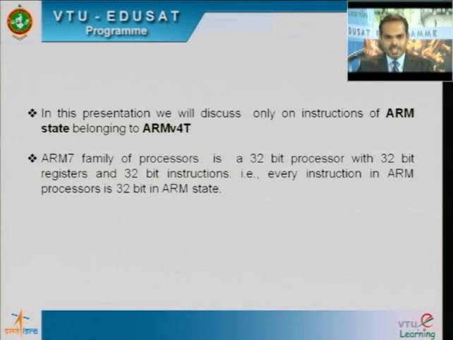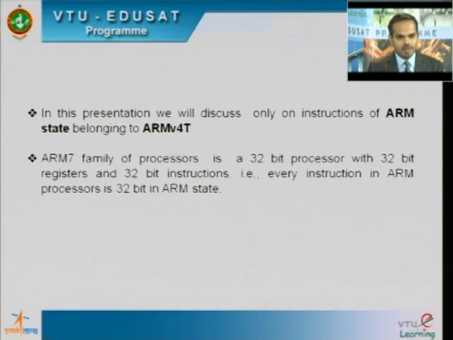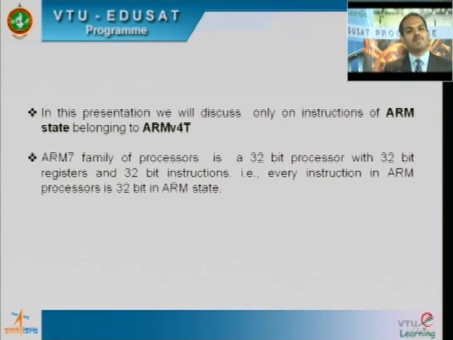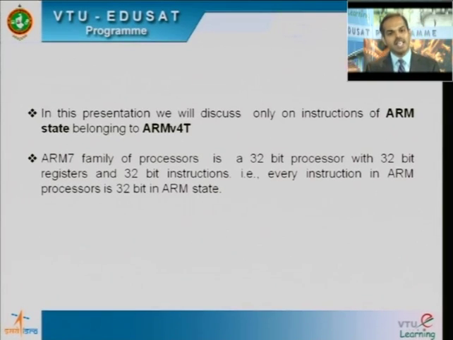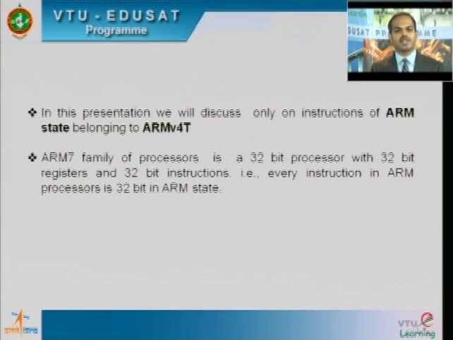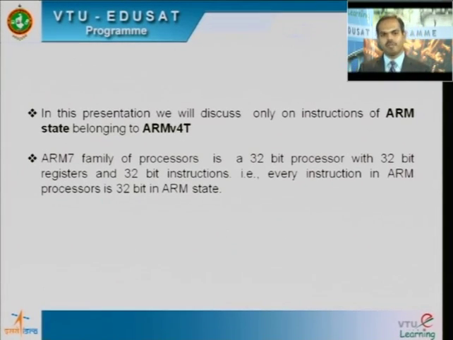What we discuss exactly in this class, in this module 5, is the ARM architecture version 4T instruction set that is accepted by the ARM7 family of processors in ARM state. We will not discuss the Thumb instruction set in this module 5.